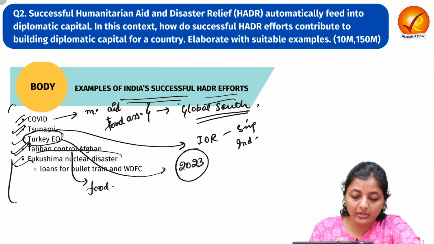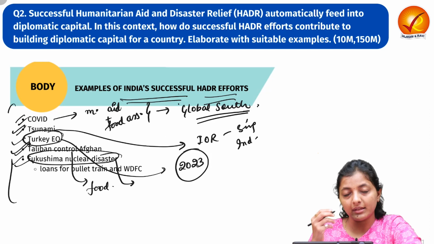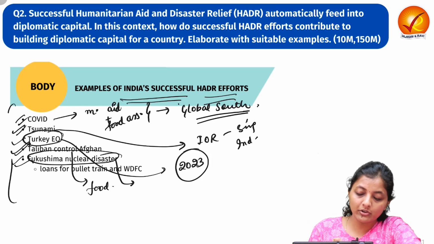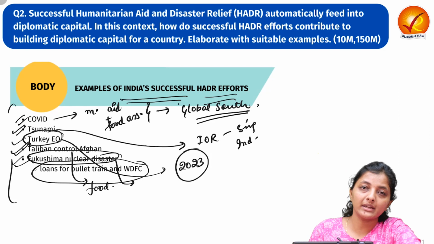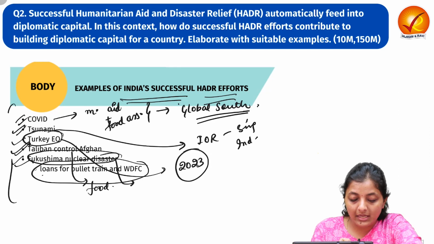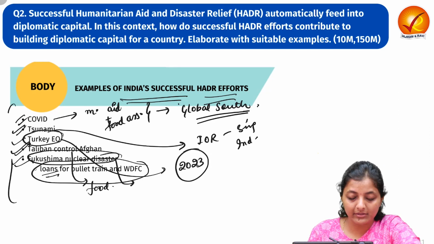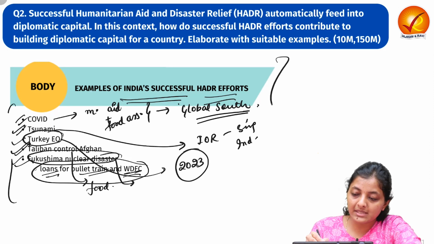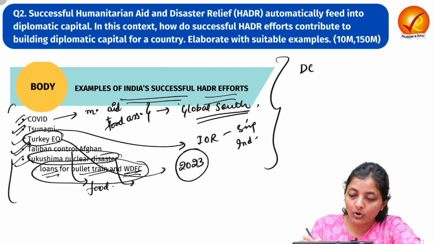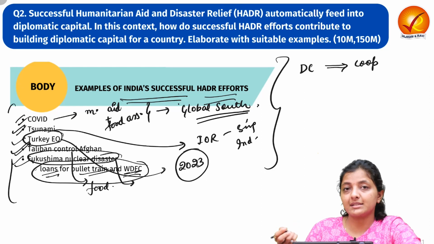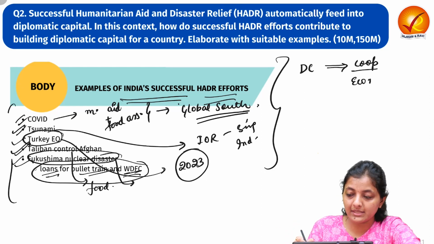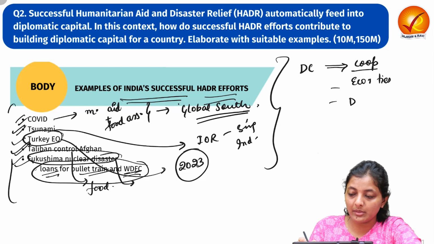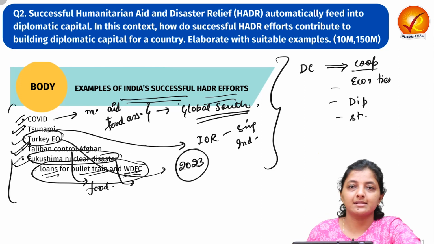Then next is the Fukushima nuclear disaster. When this disaster happened in Japan, India again supported Japan, and later on this has resulted in enhanced economic and diplomatic ties. Like now Japan is providing very low interest rate loans for the bullet train and the Western Dedicated Freight Corridor. So this way we can also tell how diplomatic capital enhances cooperation in various other sectors as well, like economic ties, other major diplomatic ties and also strategic ties.